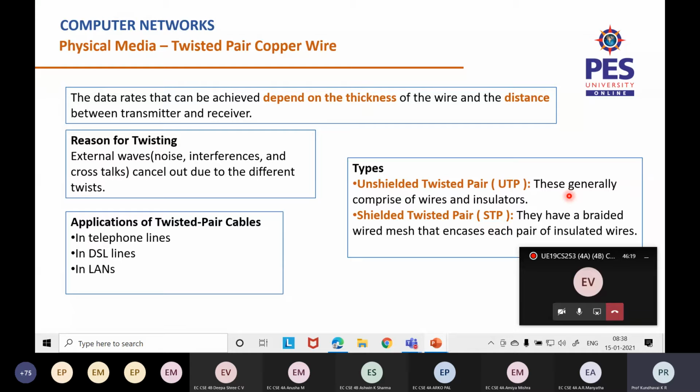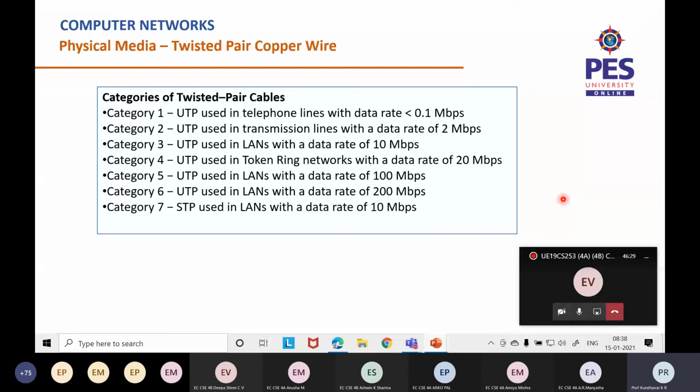The types, as I mentioned, are unshielded and shielded twisted pair. Just in the making, they make a difference. I've moved on to the next slide. Here you can see the categories of twisted pair cables. You need not memorize the data rates of this. This is just for your knowledge.